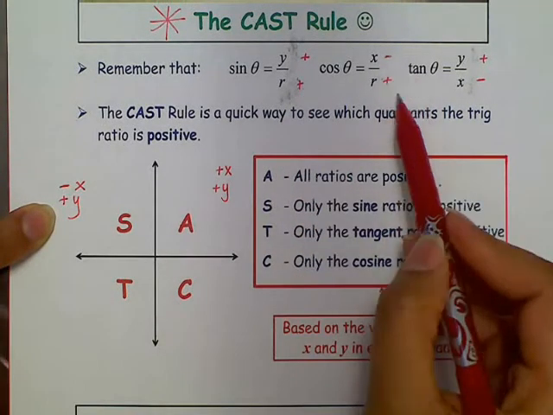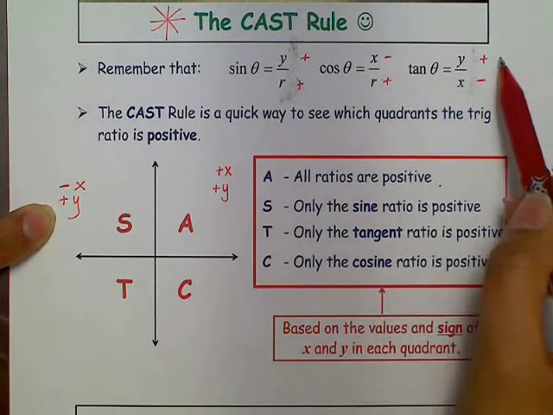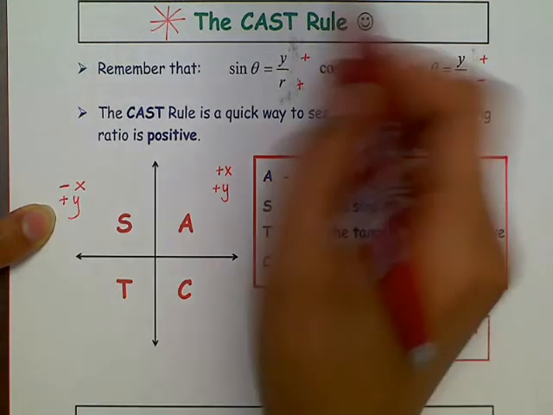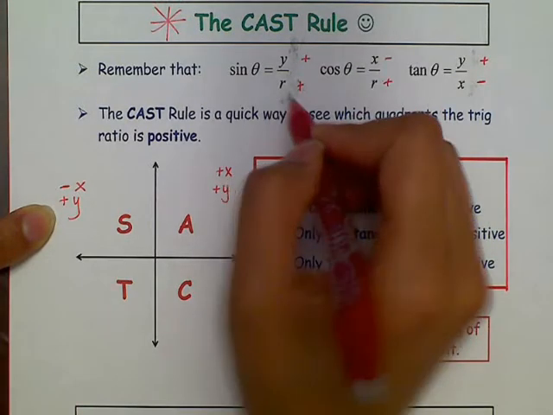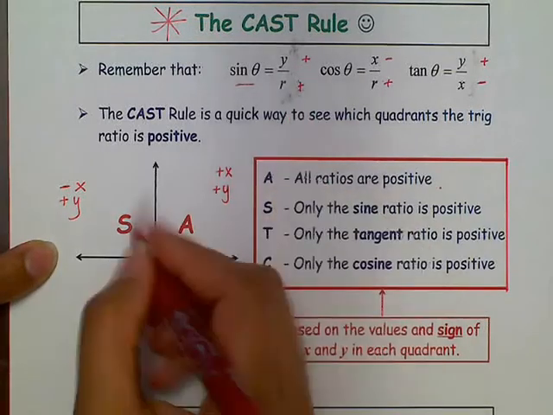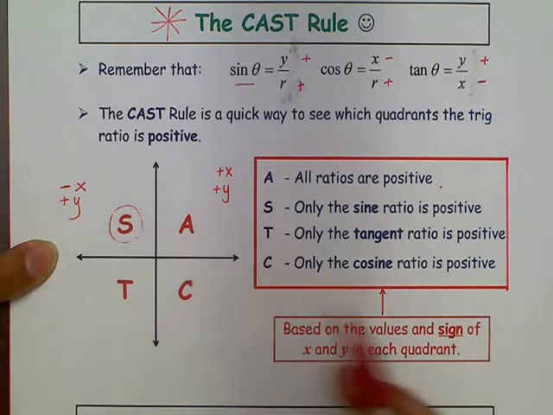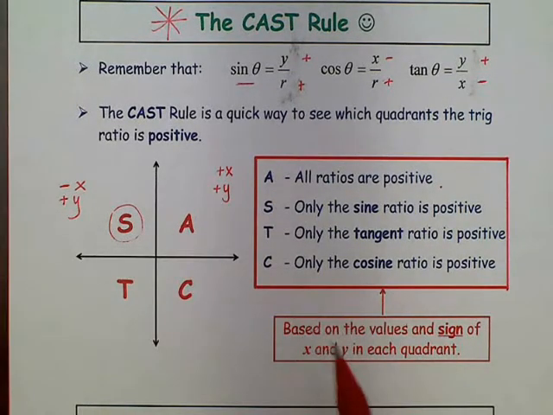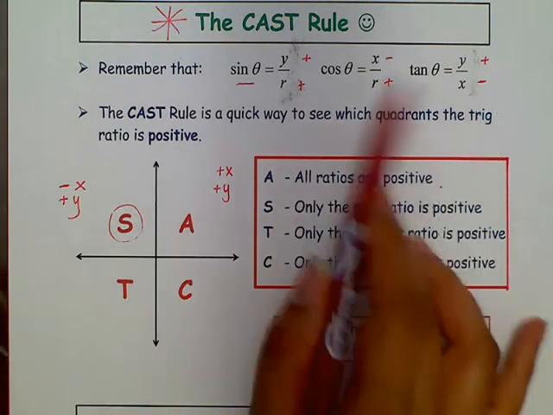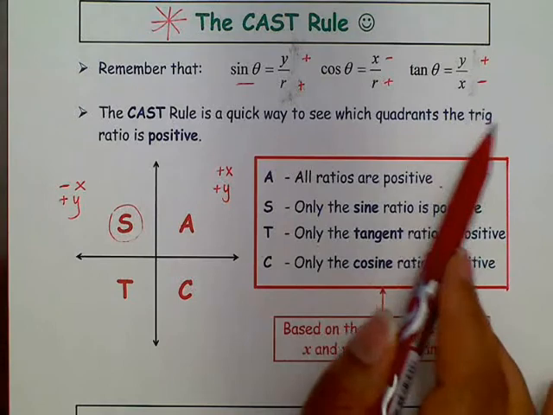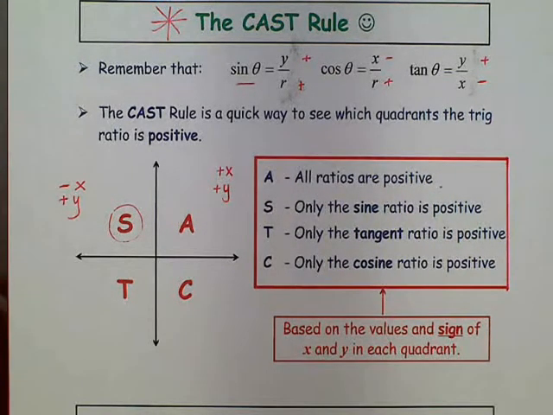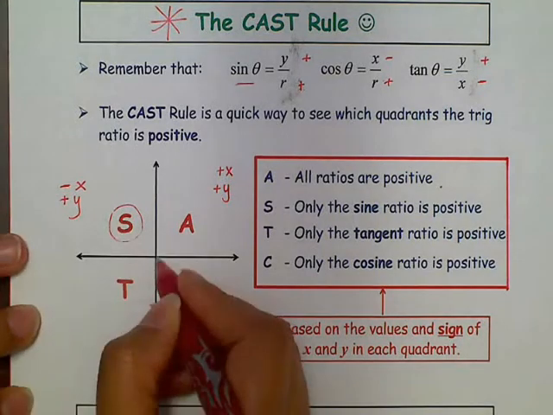Notice what happens. When I divide two positive numbers, it's still positive. When I divide a negative by a positive, it becomes negative, and that happens for the other ratio as well. So the only ratio here that will remain positive is the sine ratio, because I'm dividing two positive numbers. That's what the S means: only the sine ratio is positive in the second quadrant. The other two ratios will be negative because your adjacent side will be negative, and so you'll get negative values there.